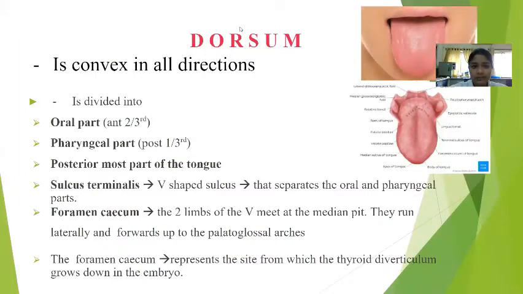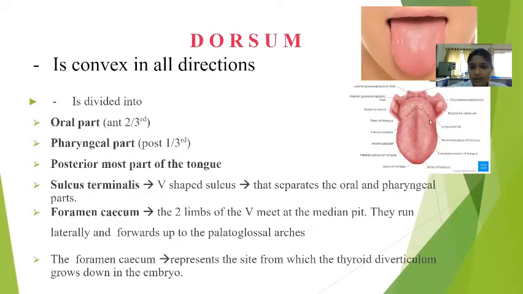Coming to the dorsum surface, it is convex in all directions. It is divided into the oral part here, the pharyngeal part, which is the posterior one third, and the posterior most part. So what is the sulcus terminalis? It is a V-shaped sulcus that separates the oral and pharyngeal parts. Here you can see this is the sulcus terminalis.